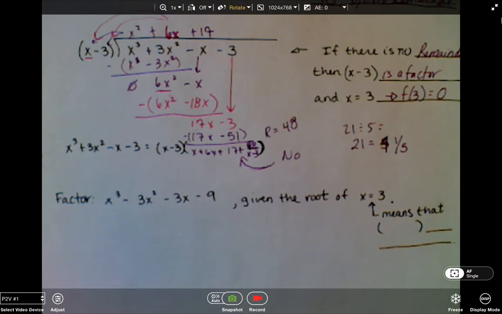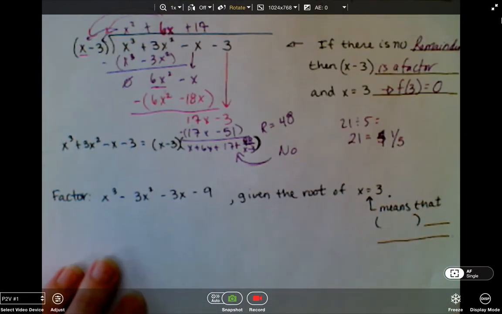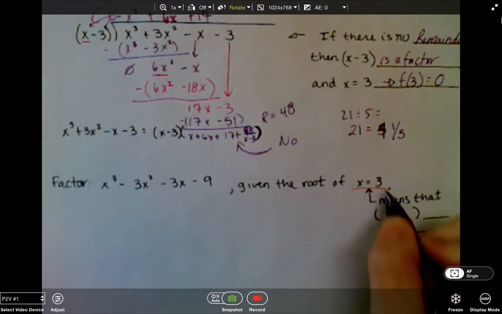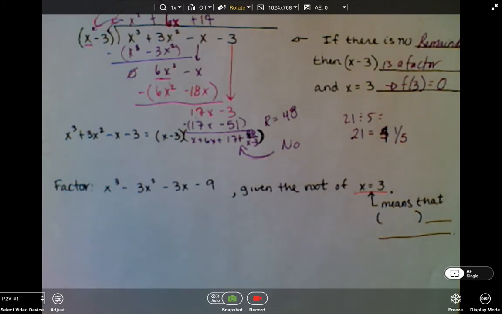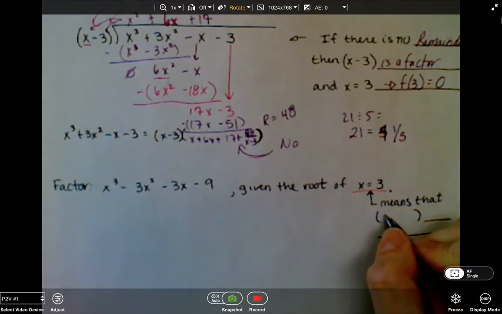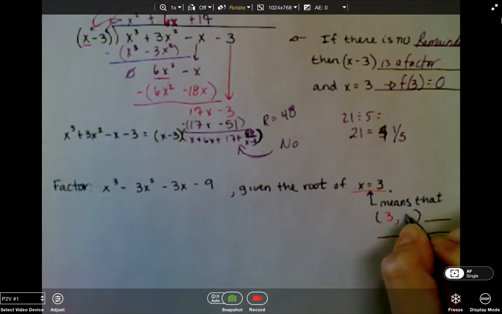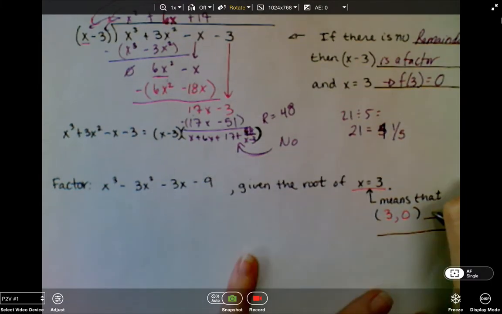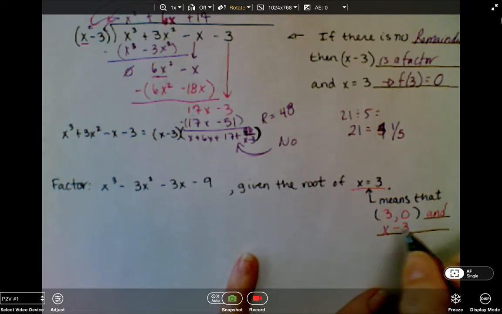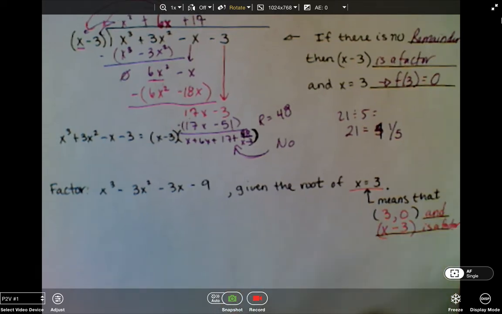So one last thing here for this particular section, which is given a polynomial and given a root of the polynomial, we can factor this out the rest of the way. I can figure out what the roots are if I know one of the roots. So if x equals 3 is a root, then that means that (3, 0) is a point, and x minus 3 is a factor. So if it's a factor, it should divide in cleanly.